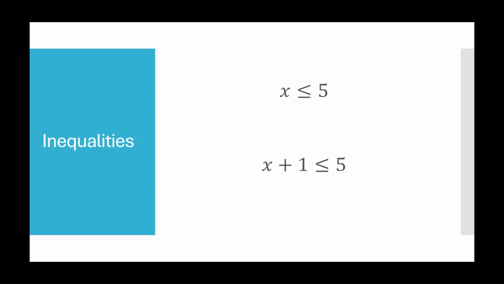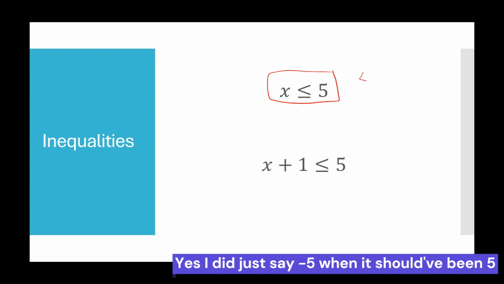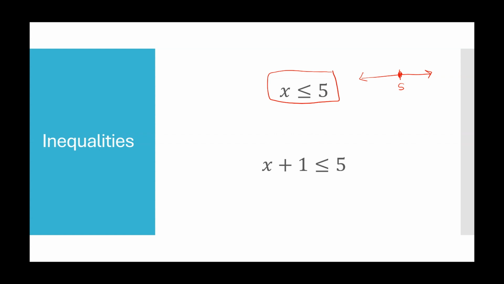When we see an inequality like x is less than or equal to -5, hopefully we know what to do with it. It's a closed dot that gets shaded to the left, or it's an interval from -infinity to 5. But we may not have seen ones like this before.